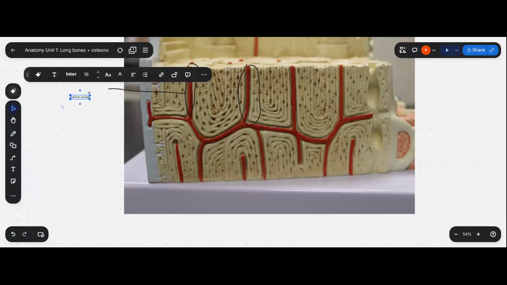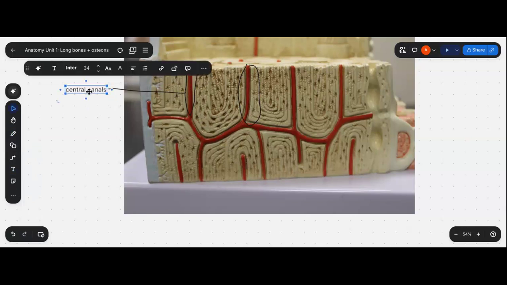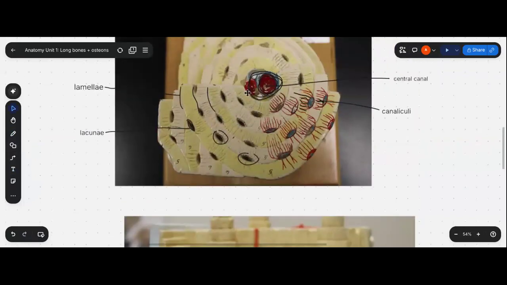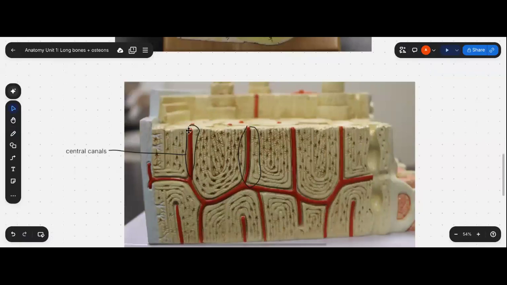And also, if you look at the top view that I was just labeling, imagine that this canal here in the center just goes straight down. So it's up here at the surface over here, and then it goes straight down. So that is the same central canal.